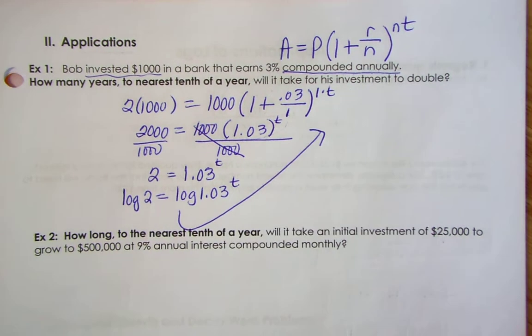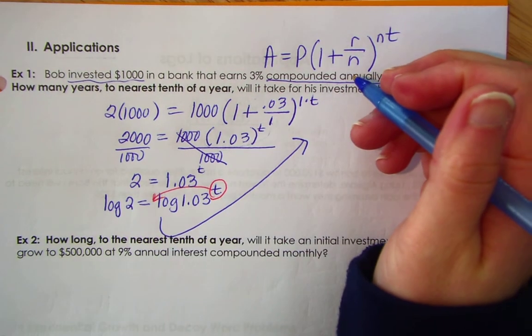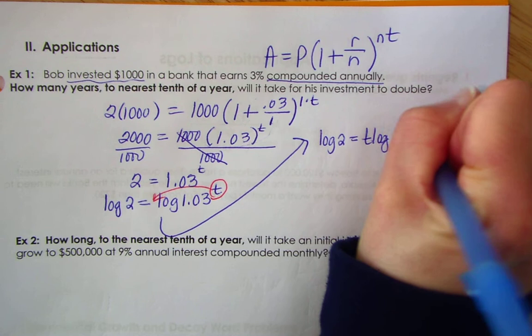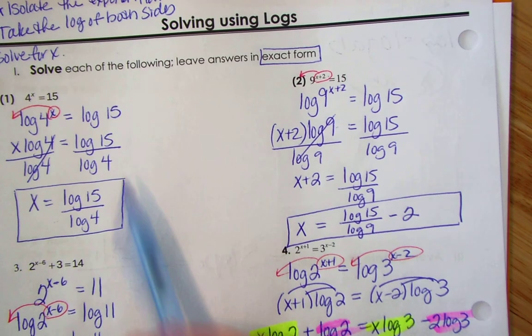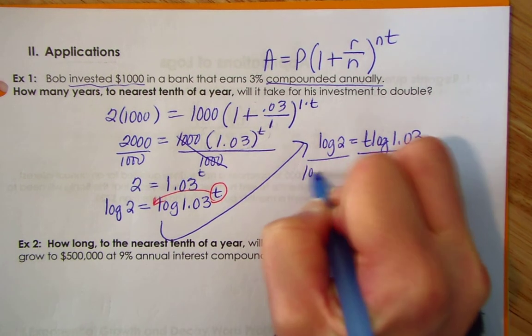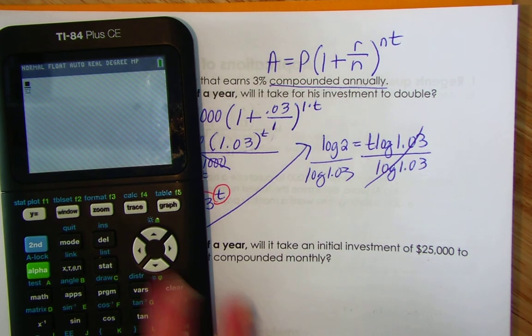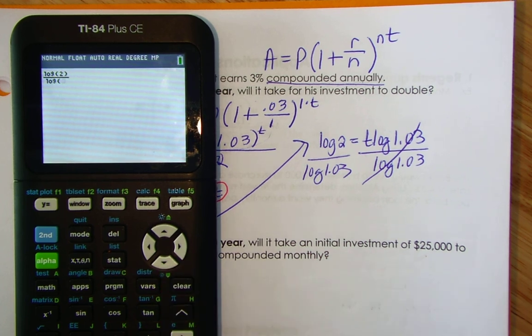I'm going to move it up here because we don't have much space. We have to slide this power out to the front. So it becomes log of 2 equals t log of 1.03. In this case, we want to know how many years to the nearest tenth of a year. From the previous page, we're not going to leave our answer like this. We'll actually find the number and round. So divide by log of 1.03. And let's go to the calculator. Again, you want to use that fraction bar. So it's log of 2 and then log of 1.03.